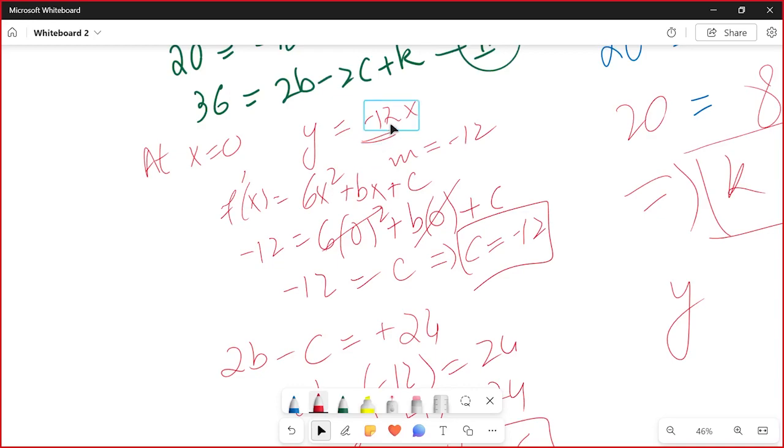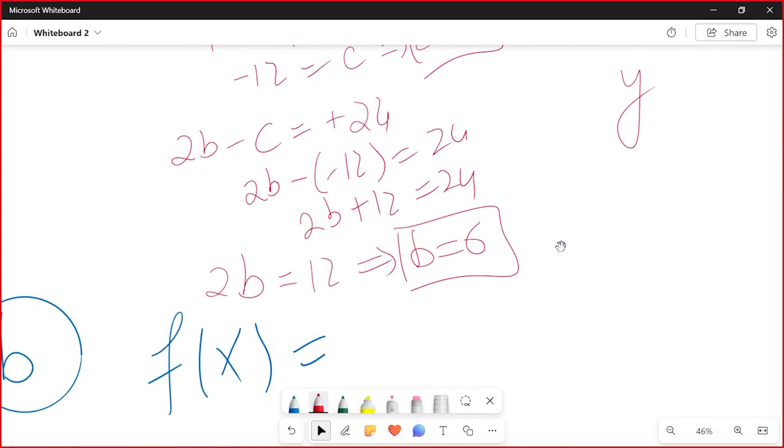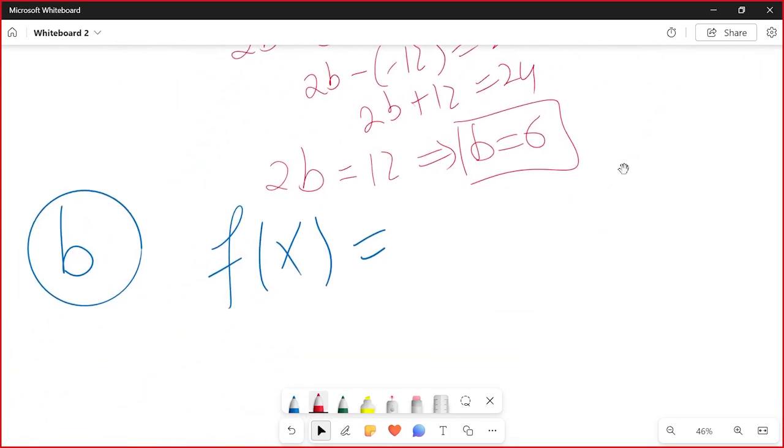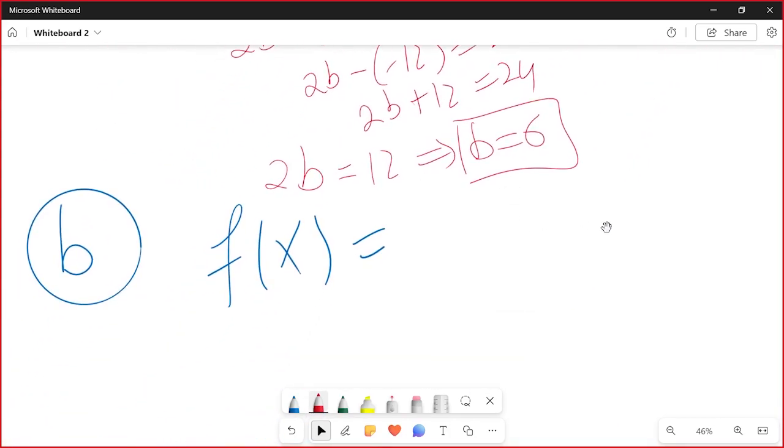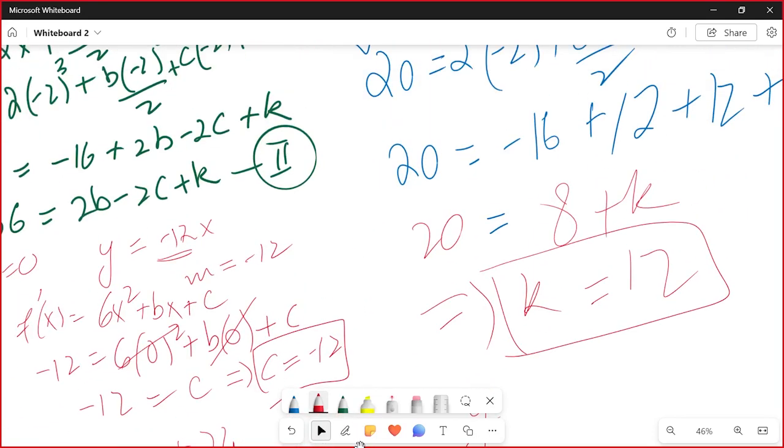So it was given that f bar x is a tangent at x equal to 0. You get that? So we found that out, and that helped us to find b. So we have now found b.